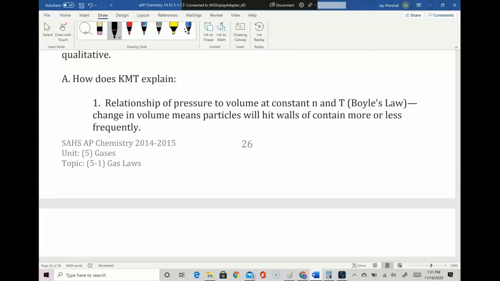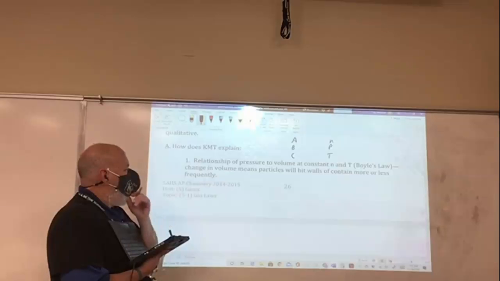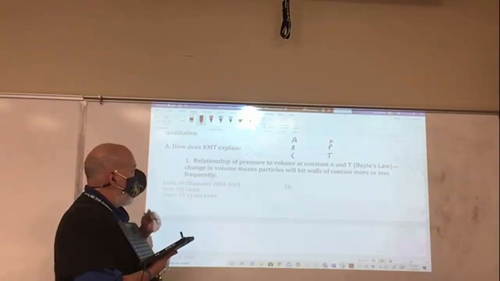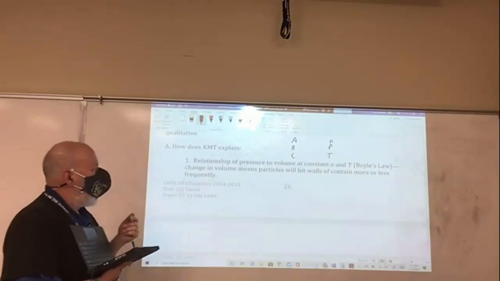So how does this kinetic molecular theory explain the relationship of pressure to volume at constant temperature and number of particles? So remember, we have our ABCs, and this is number of particles, and this is pressure and temperature, right? Okay, so the relationship of pressure to volume: a change in volume means particles will hit the walls of the container more or less frequently.